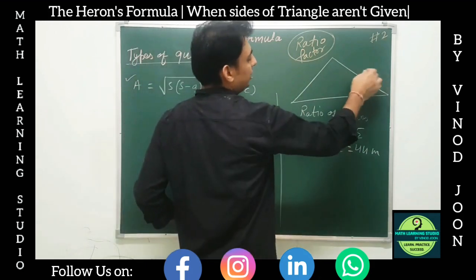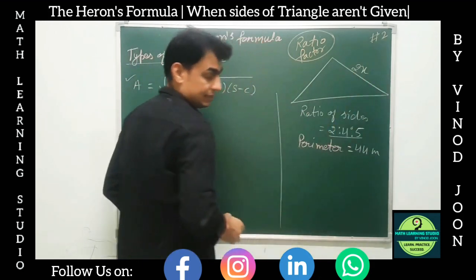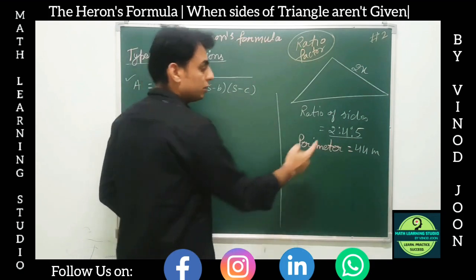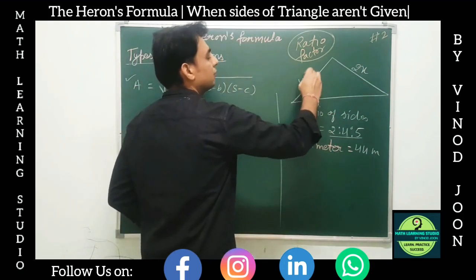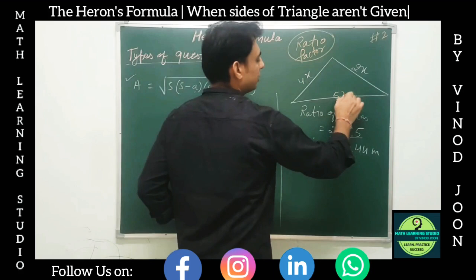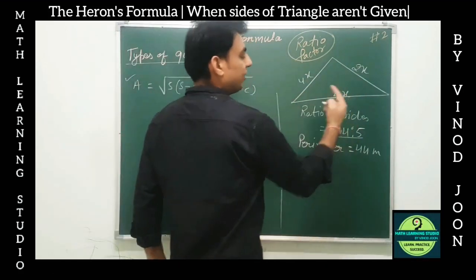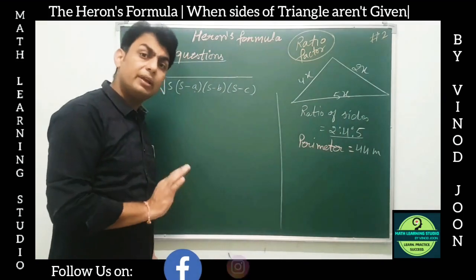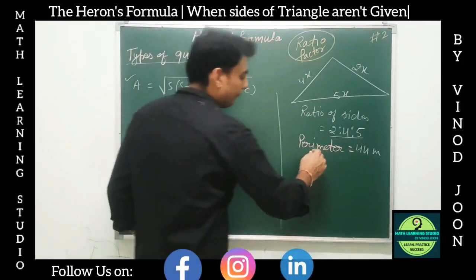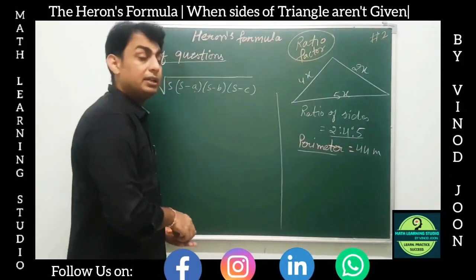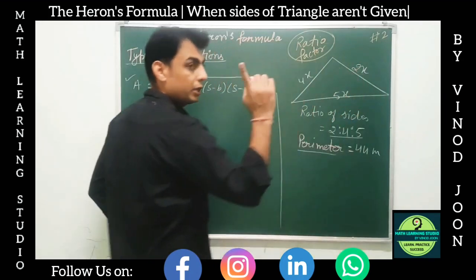So the smallest one we can see, let us say 2x. Ratio factor is x, so this becomes 2x, this becomes 4x, and this becomes 5x. Okay? So 2x, 4x and 5x are the sides now. अब ये length में आ रही है, meters में. Perimeter is 44. Perimeter means sum of all three sides is 44.